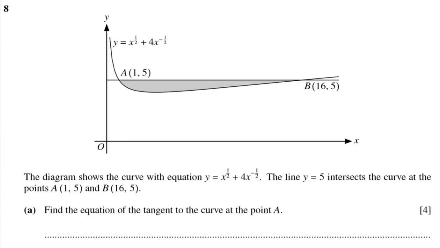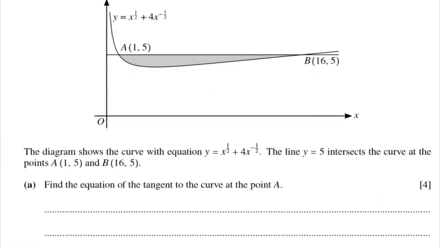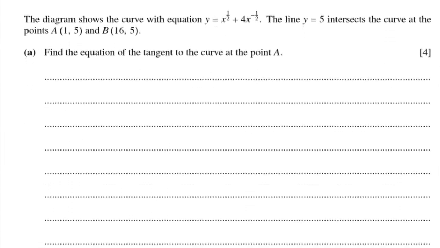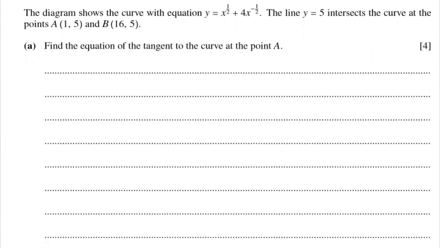So we're going to differentiate the function, put x equals 1 in, and then use the point (1, 5) and the gradient to find what we need. All right, so the hardest part, is it the hardest part? We're going to differentiate the function. All right, let's write it.